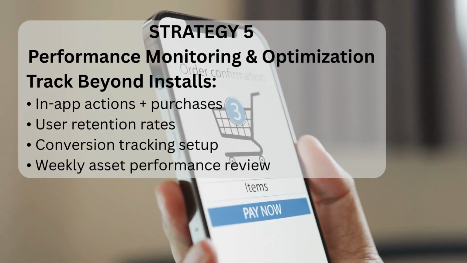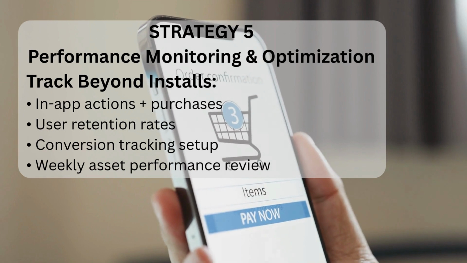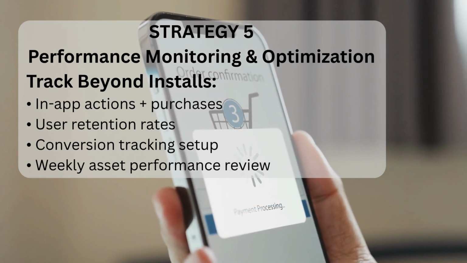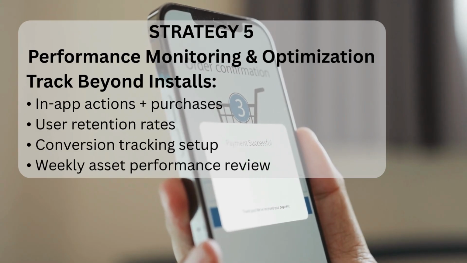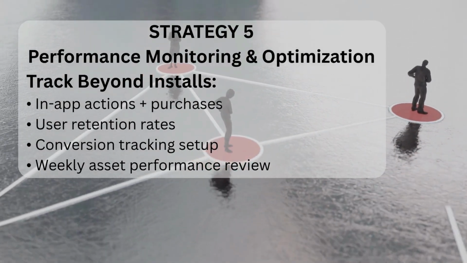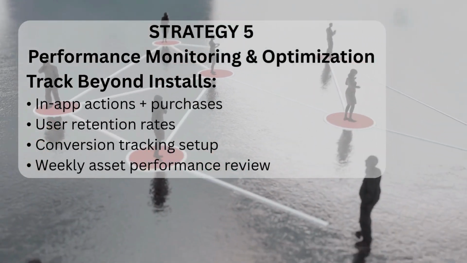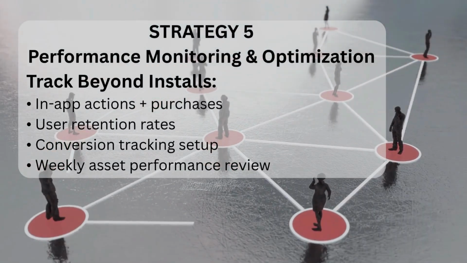Final strategy, performance monitoring and optimization. Track beyond installs, monitor in-app actions, purchases, and user retention. Use conversion tracking to measure real value, not just downloads. Pause poor-performing ad groups and increase budgets for high-converting segments. Review asset performance weekly and refresh creative regularly.